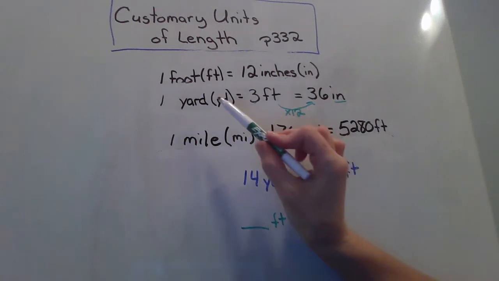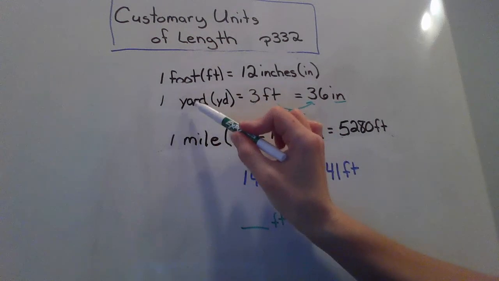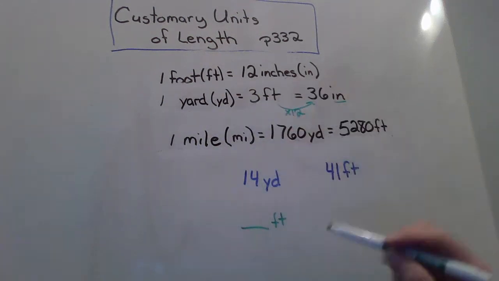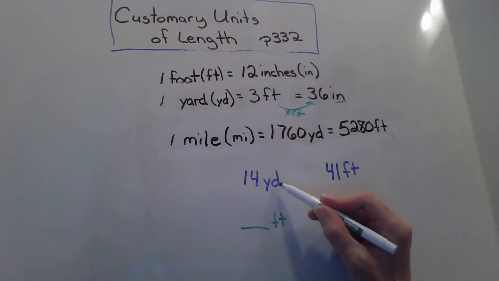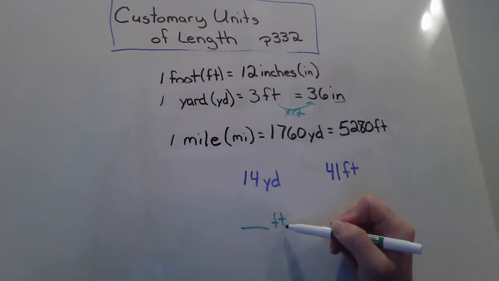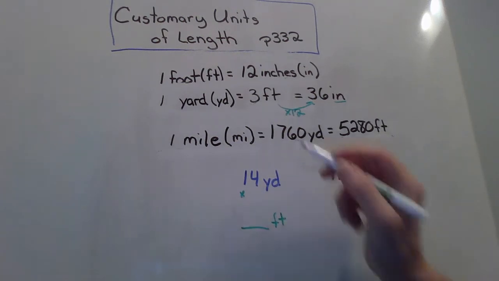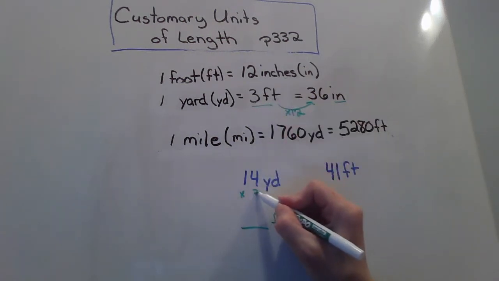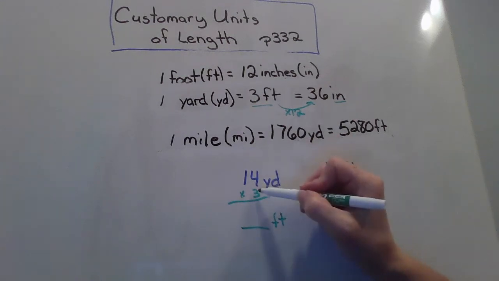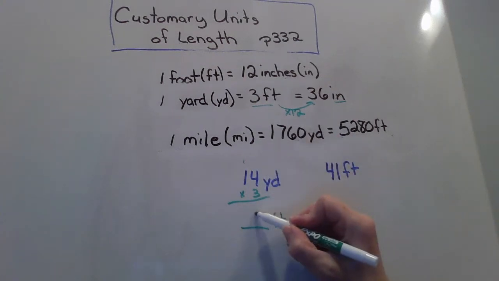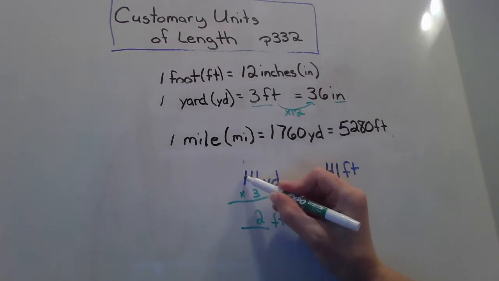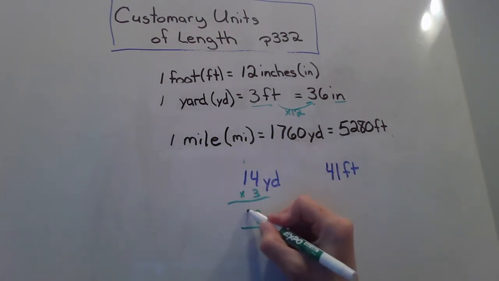So I come back up here and I look at my chart. I know 1 yard is the same as 3 feet. And I know my yardstick is much larger than my ruler. So I'm going to need a lot of rulers to equal that yardstick. So I am going to multiply 14 by 3. When I do that, I get 3 times 4, which is 12. 3 times 1 is 3, plus the 1 is 4.